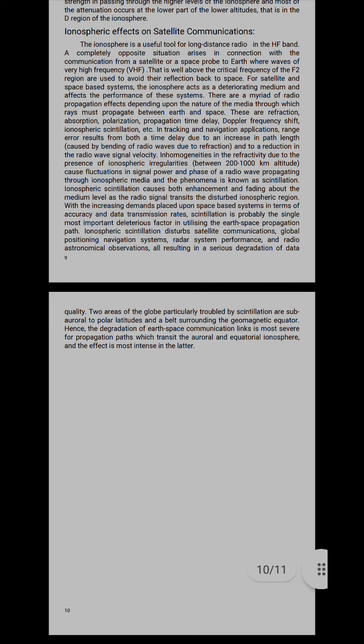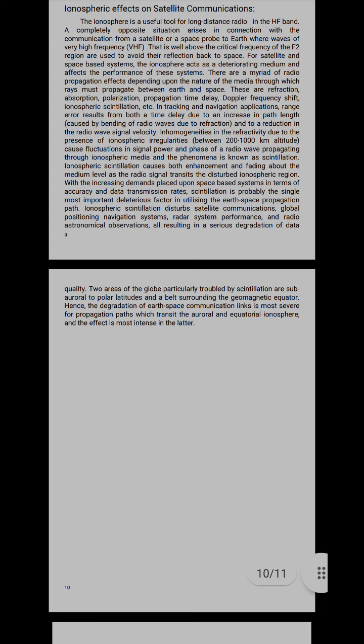In homogeneities, the refractivity due to the presence of ionosphere irregularities cause fluctuation in signal power and phase of a radio wave propagating through ionospheric media, and the phenomenon is known as scintillation. Ionospheric scintillation causes both enhancement and fading above the medium level as the radio signal transits the disturbed ionospheric region, with the increasing demands placed upon space-based systems in terms of accuracy and data transmission rates. Scintillation is probably the single most important deleterious factor in utilizing the Earth's space propagation path.